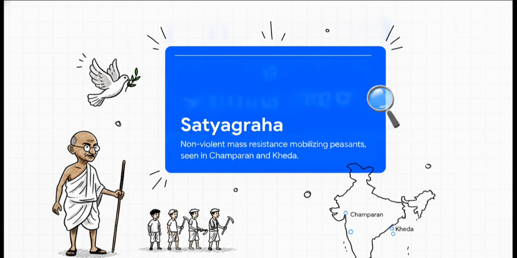Actually, this is a crucial turning point because it marks the arrival of Mahatma Gandhi's mass politics in India. Instead of just a bunch of intellectuals sitting in meeting halls, Gandhi went out and mobilized the peasantry through nonviolent resistance. He proved it worked first in the Champaran Satyagraha of 1917, and then again during the Kheda Satyagraha in 1918.